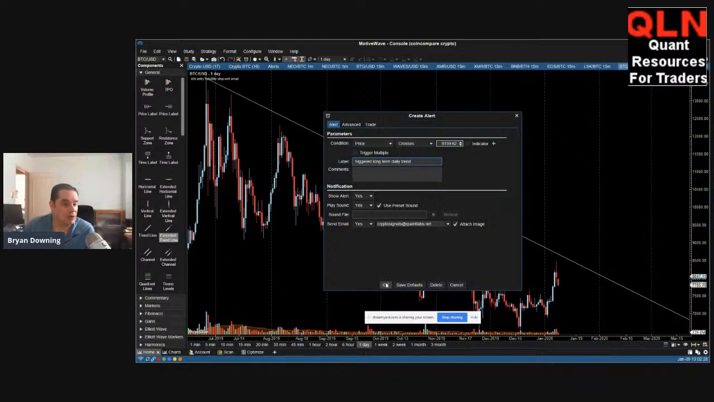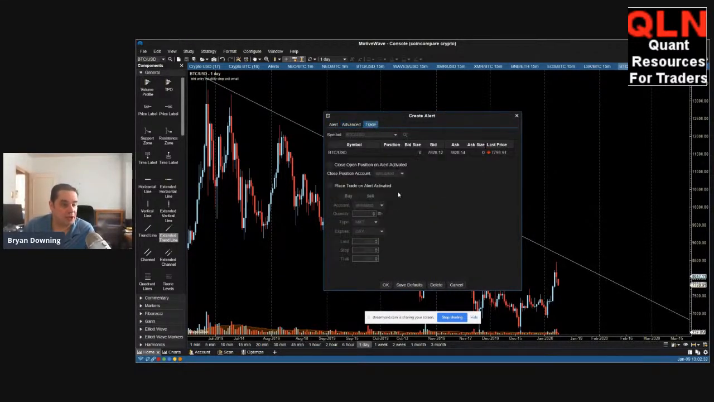Okay. So that's an alert. When that happens, I can also do an automatic trade if I want it. And then if I want, I can close a position. Now, this is what I like about this. Here, I could put an alert in. Obviously, I can't do this on MotiveWave because you can't trade on MotiveWave with crypto. But hopefully one day we will get to that point.